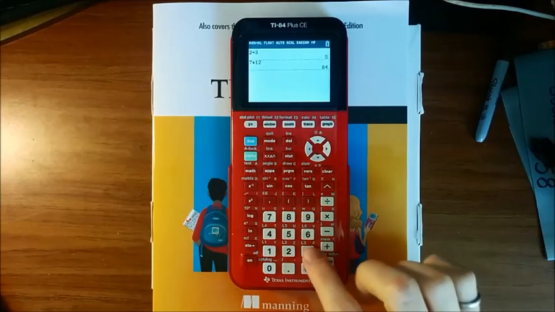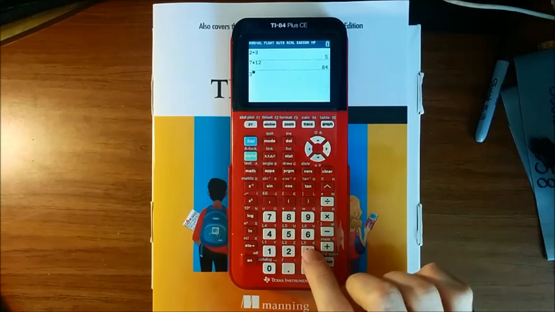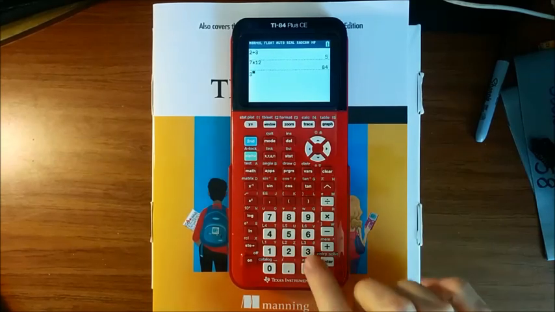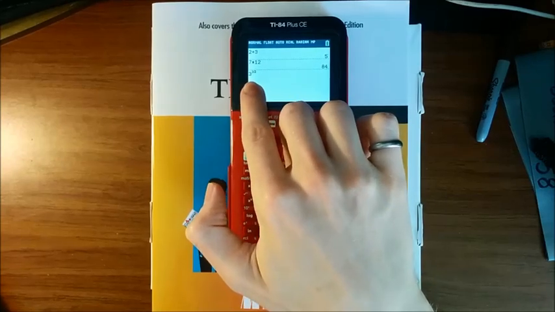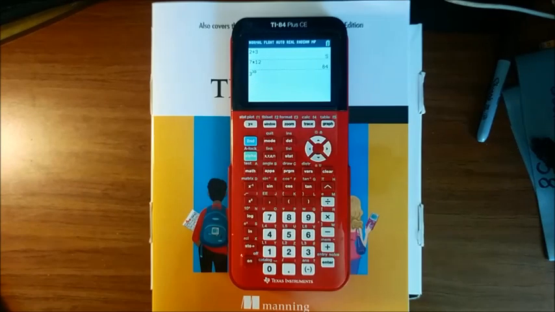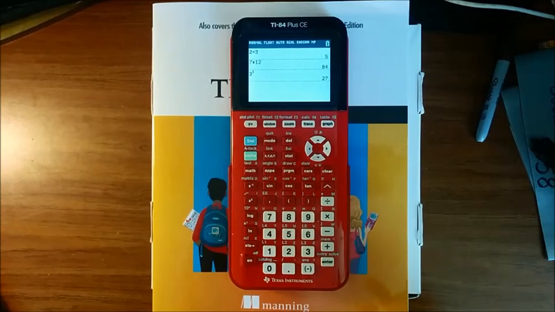For example, if we want to know what 3 times 3 times 3 is, or 3 cubed, we press 3, then the exponent key, and then 3 again. You can see a small 3 appears to the upper right of 3, indicating that 3 is being cubed. You can then press enter to get the result. 3 times 3 times 3, or 3 cubed, is 27.